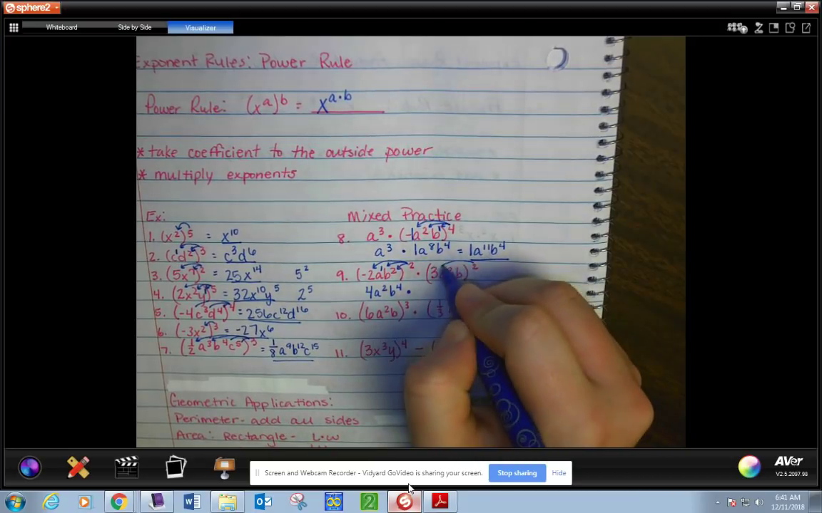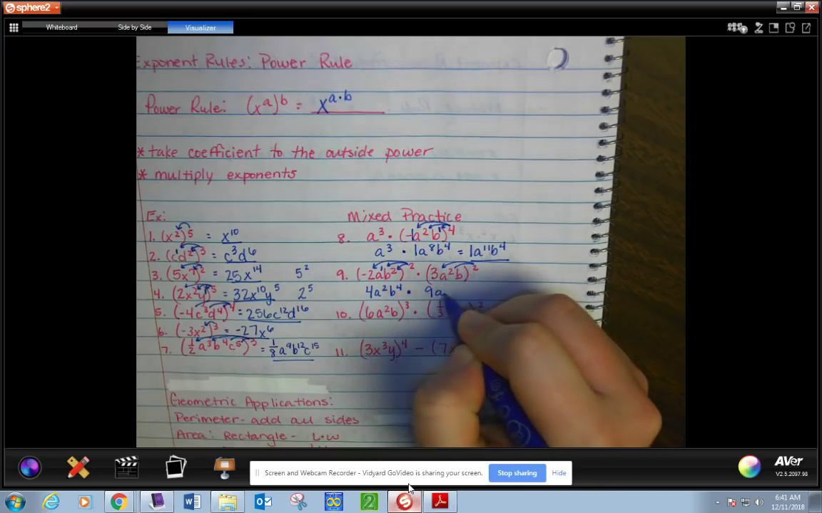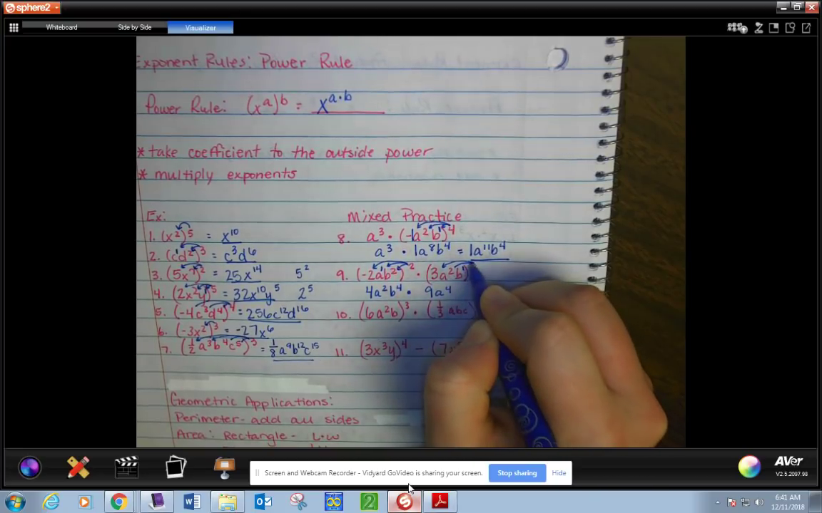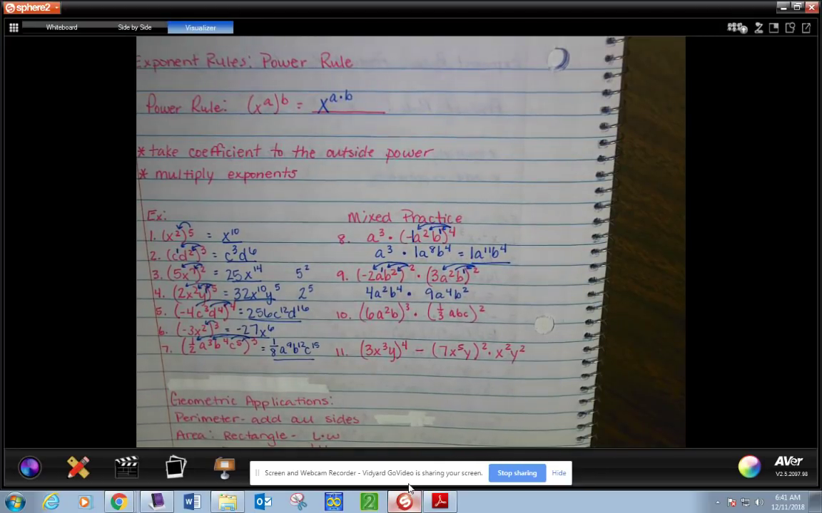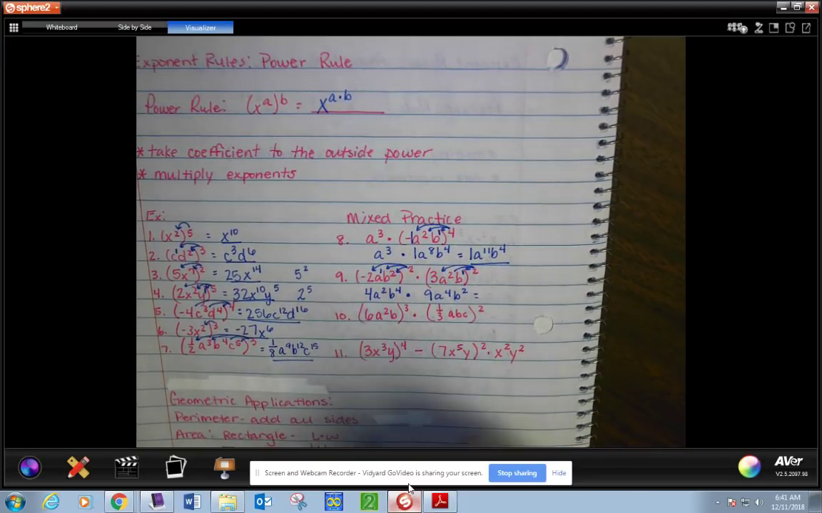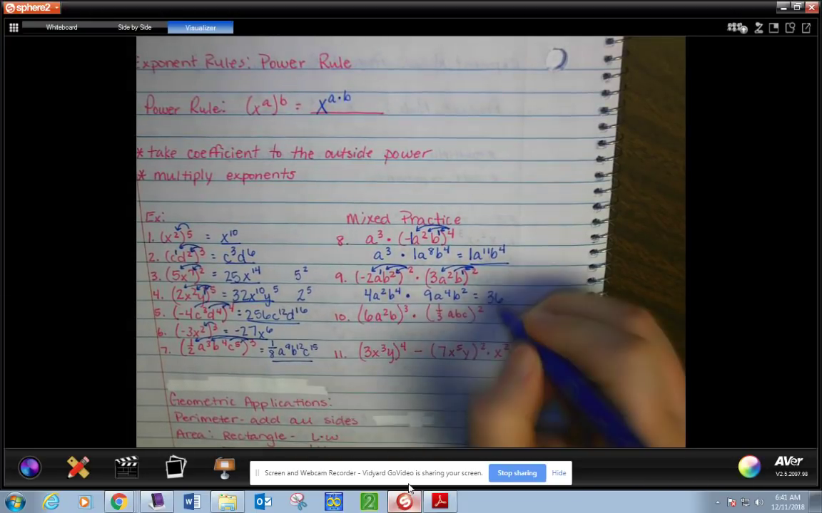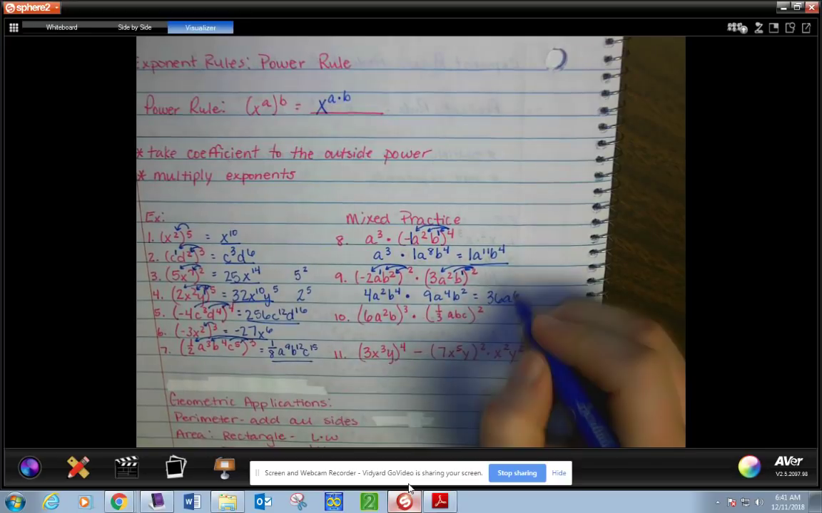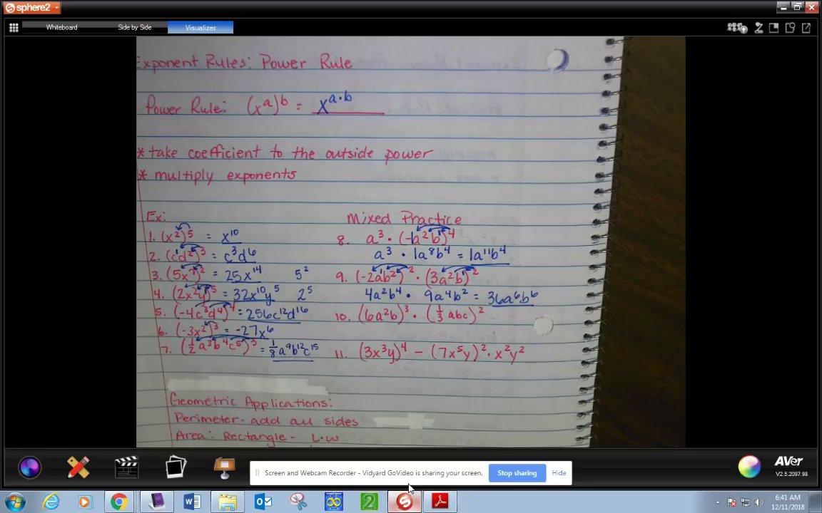Now we're going to do 3 squared, and 3 squared is 9. And then I multiply. 2 times 2 would be a to the 4th. And b has a 1, so 1 times 2 would be b squared. Now I do my multiplication rule. Multiply coefficients. So 4 times 9 is 36. And then a4 and a2 make a6. And b2 and b4 make b6. And you are done. Okay, for 10, you have 6a squared b to the third times 1/3 abc squared.